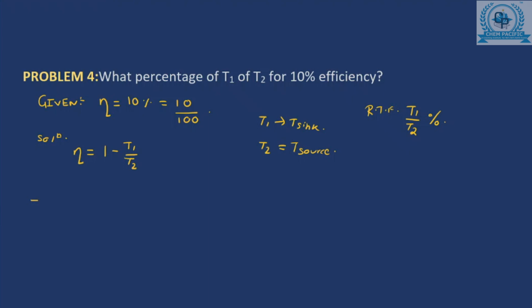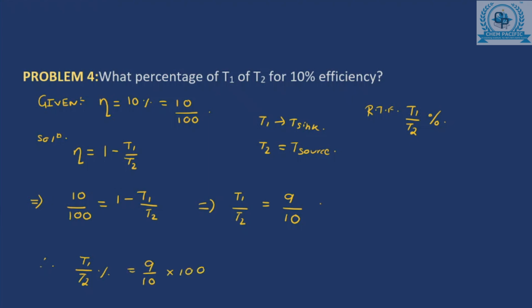Now let's solve this. See, the efficiency is 10%. So 10 by 100 is equal to 1 minus T1 by T2. When you solve it, you will get T1, or T sink, by T source equal to 9 by 10. And when you calculate this as a percentage, you have to multiply by 100, and the answer is 90%. This is the answer.